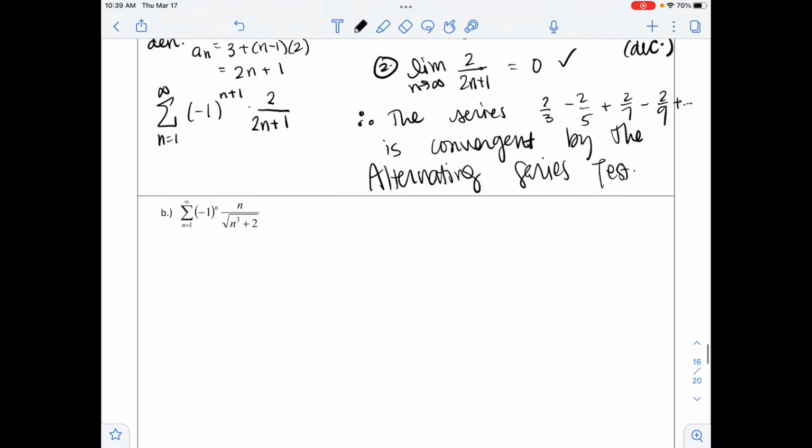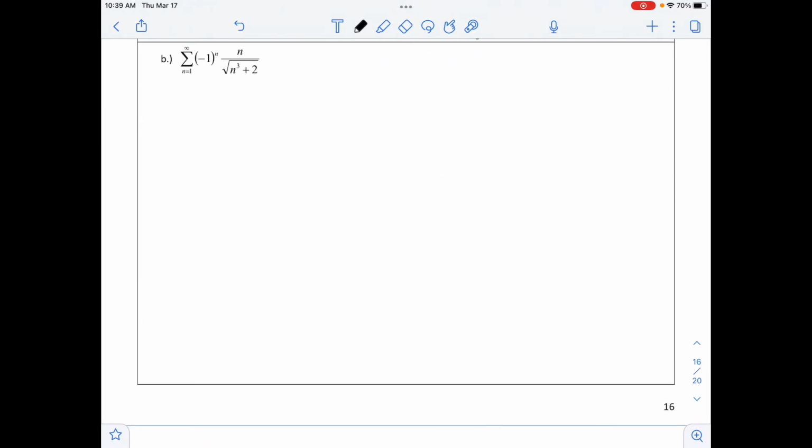Part B is written in summation notation, and this one says the sum from n equals 1 to infinity of -1 to the nth times n over the square root of n cubed plus 2. And so for this b sub n, we can tell is just going to be equal to n over the square root of n cubed plus 2. And all of these terms are going to be greater than 0, so for all n. So that was the first thing that we had to check.